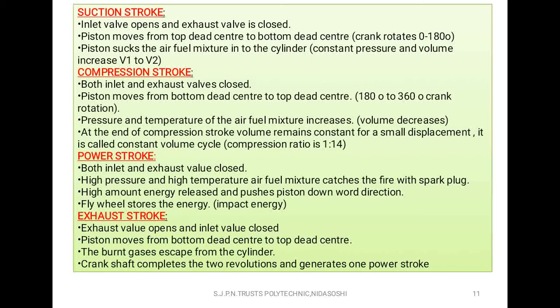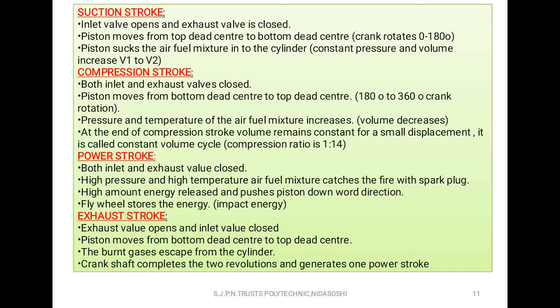At the end of this compression stroke, the volume remains constant for a small displacement. It is called a constant volume cycle.